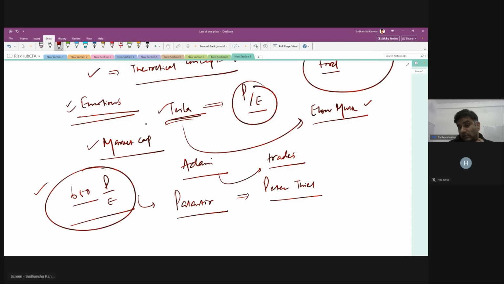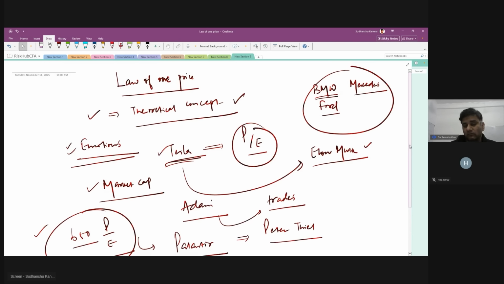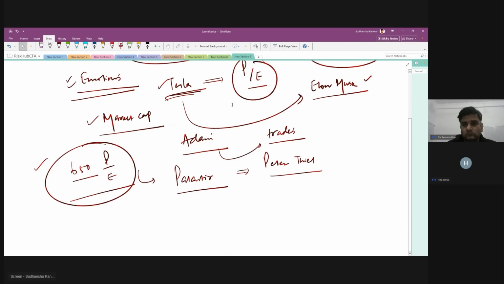But in the theoretical world, the law of one price and what we discussed, the Gordon growth model, etc., those are theoretical concepts. They say that in the theoretical world, yes, this should happen. They should trade at the same price, but in reality, it does not happen. Make sense? Yes, it makes sense. Yeah.